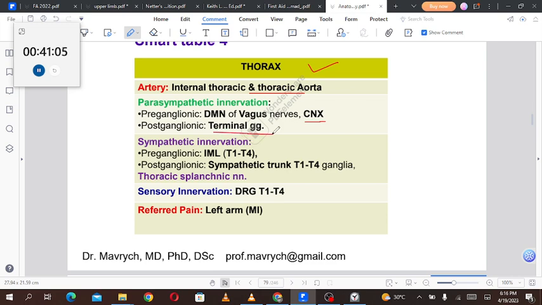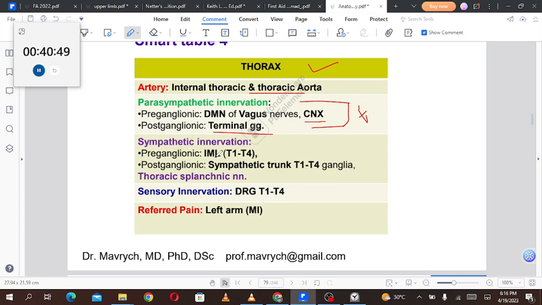The terminal ganglia. Okay, so I don't know what that means. Preganglionic are from the dorsal motor neuron of the vagus nerves. Deep motor neurons maybe. Okay, I don't know. I just can't crack it right now.